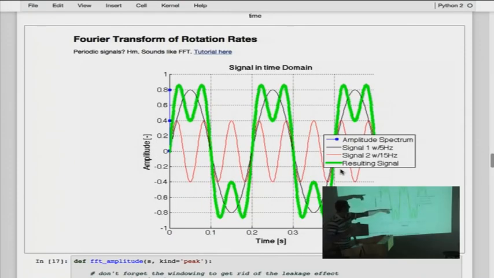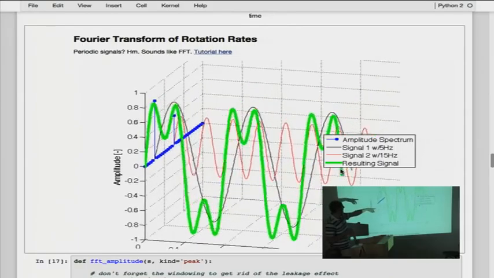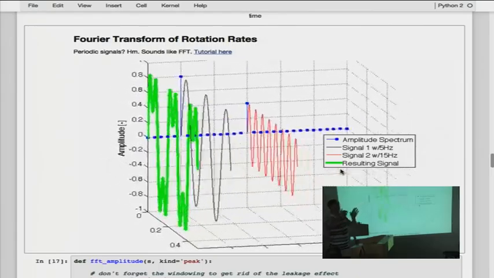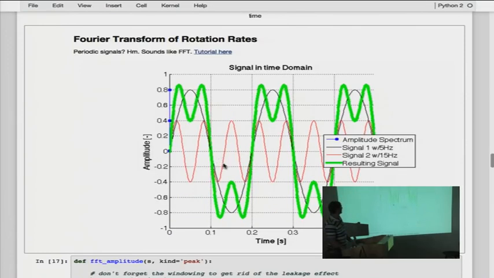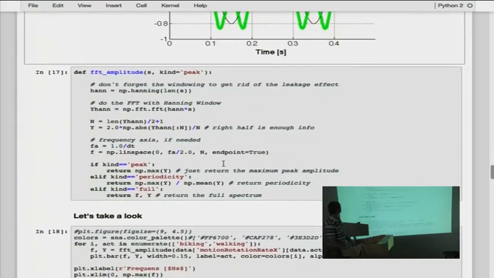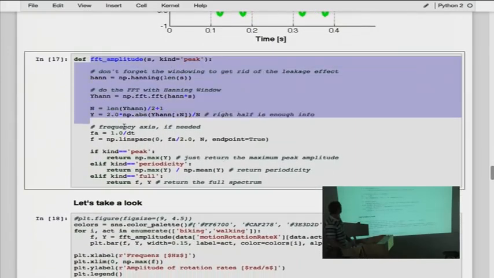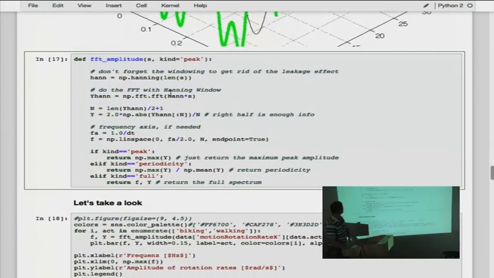You have a signal. These are 2 mixed signals. The green one is the resulting one. Think about you're looking from the side. So you have the imaginary plane and look from the side, and then you have the amplitude and the frequency. And this is what the FFT algorithm is doing. If you need code for FFT, here it is.